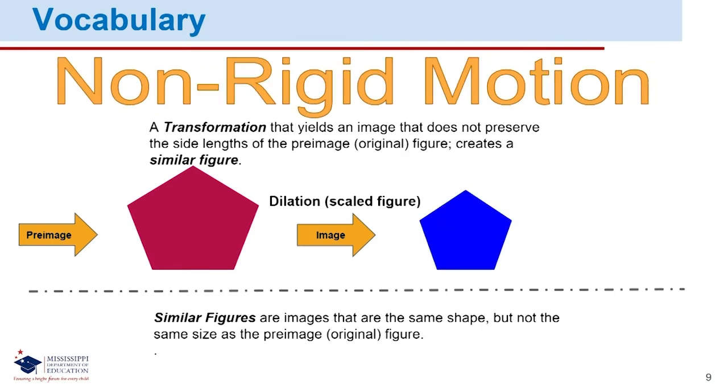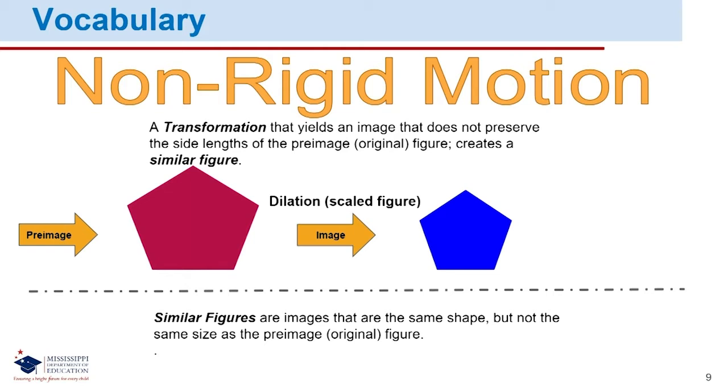So in order for us to really understand congruent or rigid motion, we have to understand a non-rigid motion and what's not congruent. So a transformation that yields an image that does not preserve the side lengths of the pre-image or original figure creates a similar figure. So similar meaning it's the same shape, but it no longer has the same side lengths, okay?